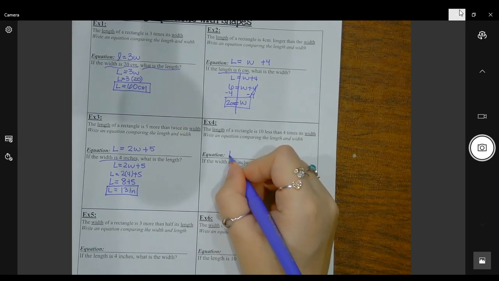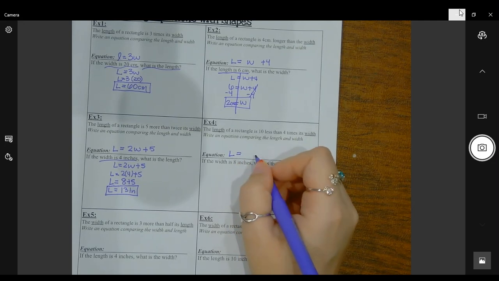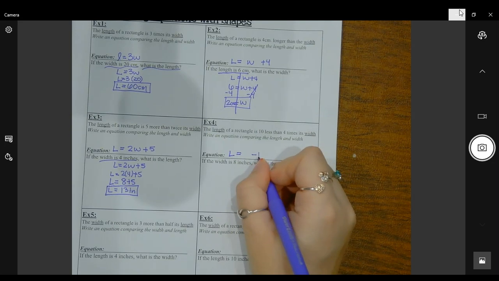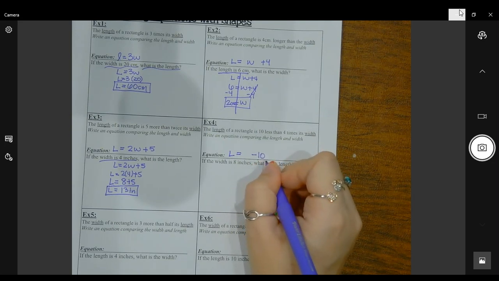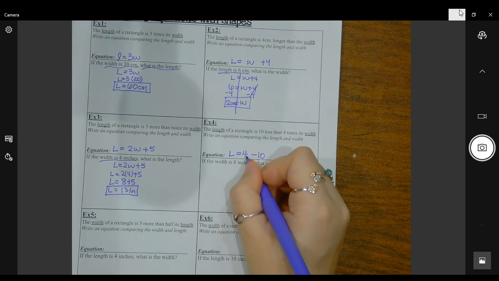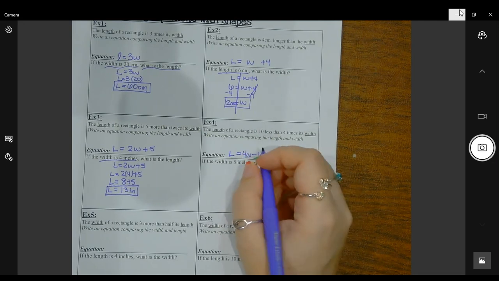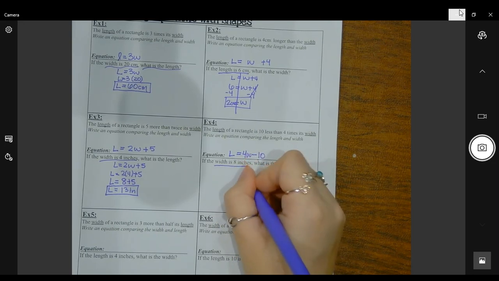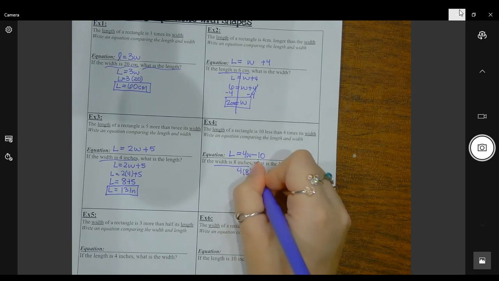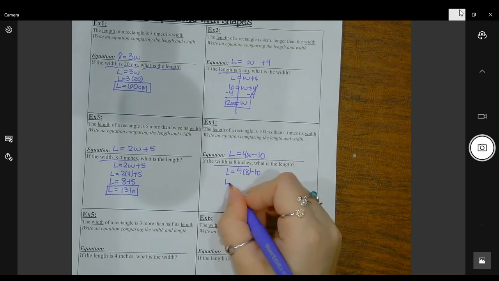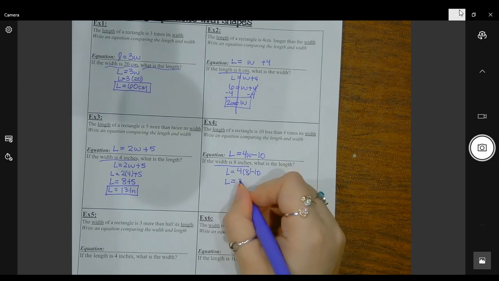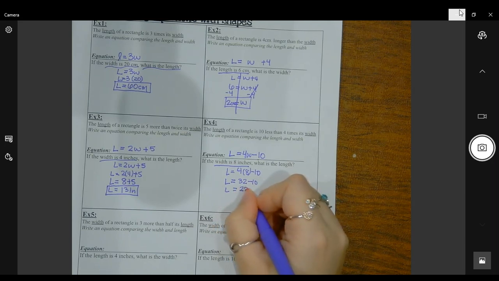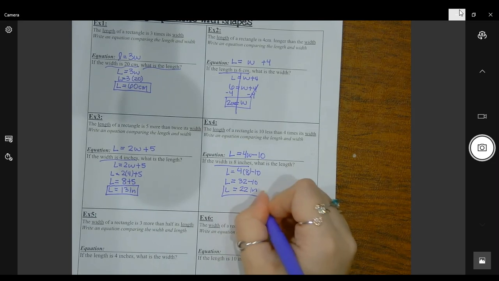The next one says the length of a rectangle is 10 less than. Okay, so you're subtracting 10 from what? 10 less than 4 times its width. Okay, so then that's my equation, and it says the width is 8. So I'm going to replace the W with an 8. And then just go ahead and simplify to find the length. Okay, well, 4 times 8 is 32. And 32 minus 10 is 22. And my units were inches.